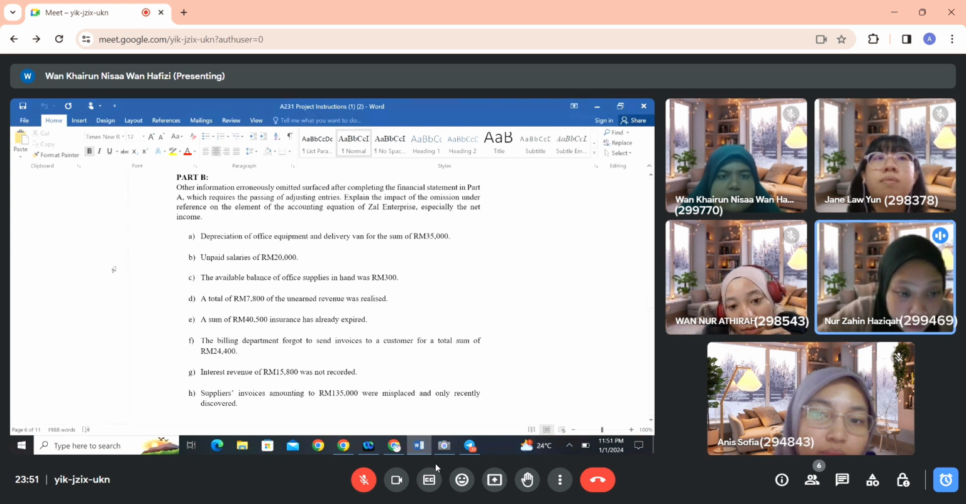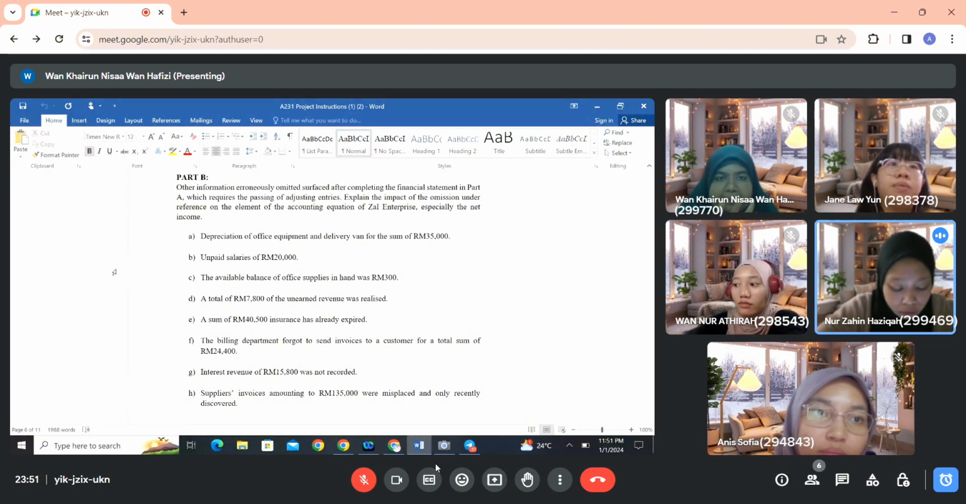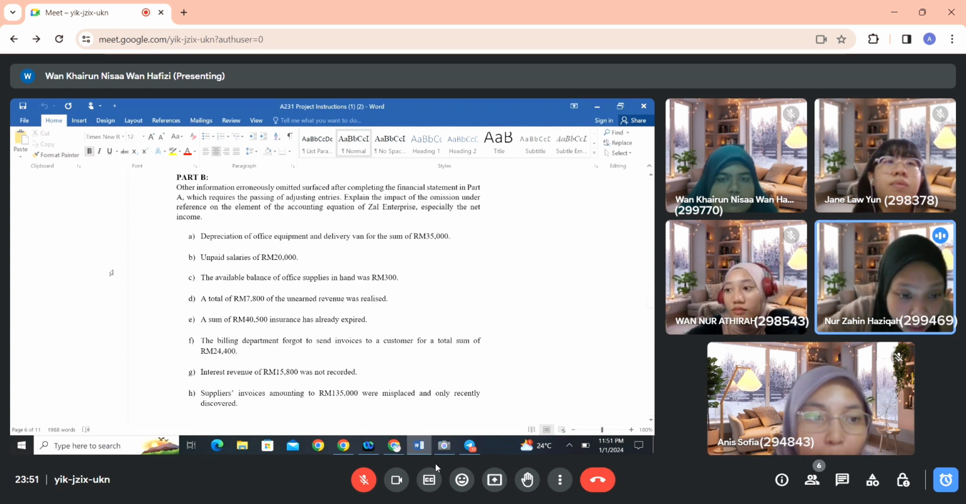Next, the billing department forgot to send invoice to a customer for a total sum of 24,400 ringgit. Forgetting to send invoice for 24,400 ringgit would result in a decrease in revenue affecting both assets and equity. Interest revenue of 15,800 ringgit was not recorded. If interest revenue of 15,800 ringgit was not recorded, it could be due to an oversight error or omission in the accounting process.